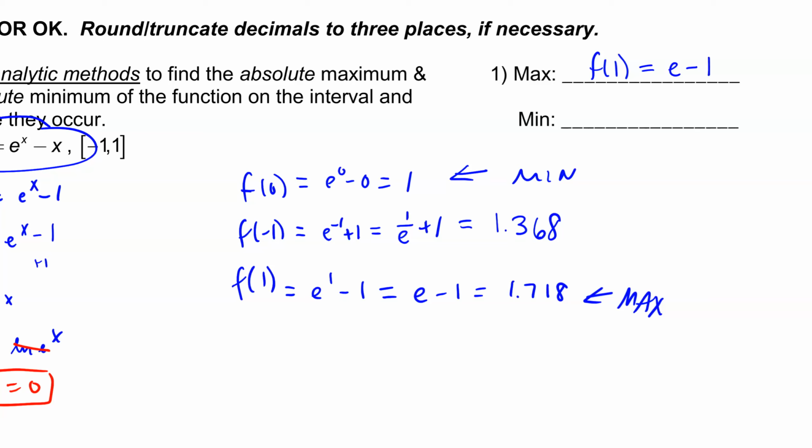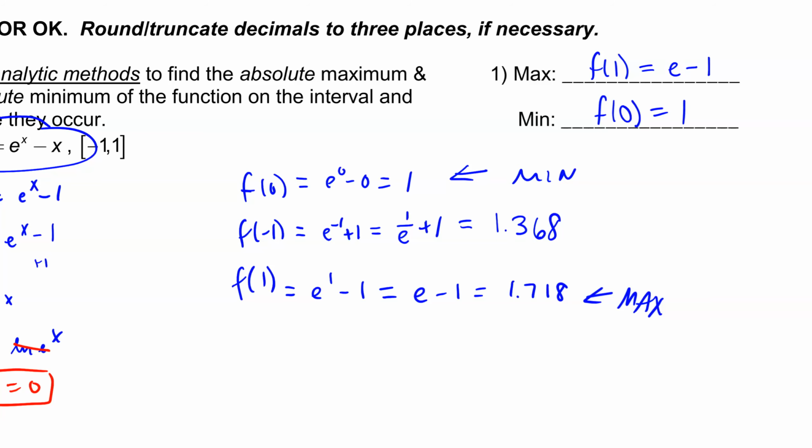Our min, shouldn't we write 1 point? This is exact, it's the exact same thing. f of 0 is just 1. If you write 1.718, that's the same thing as saying e minus 1. Okay, how do you feel about this one?